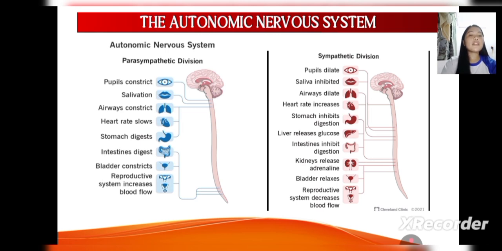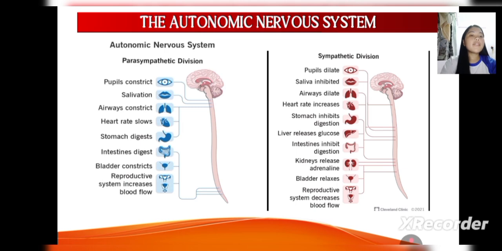Parasympathetic division is responsible for pupil constrict, salivation, airway constrict, heart rate slows, stomach digest, intestine digest, bladder constrict, and reproductive system increases blood flow.